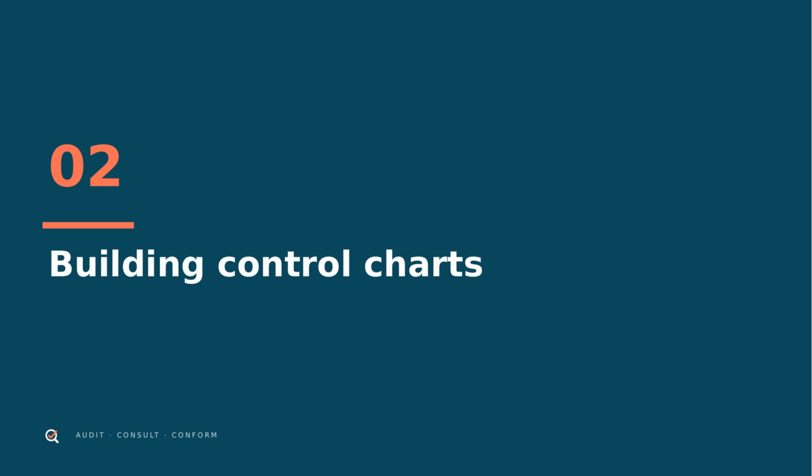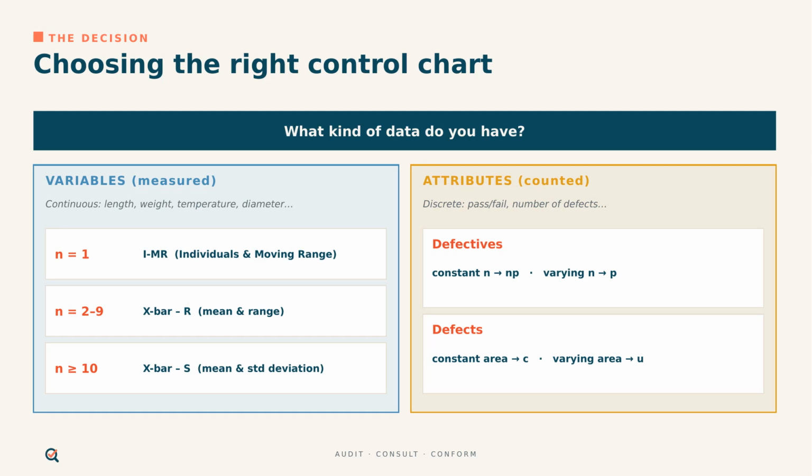With the data collected properly, let's build some charts. The choice starts with one question. What kind of data do you have? Variables data is measured on a continuous scale: length, weight, temperature, diameter. Attributes data is counted, pass or fail, or a number of defects.